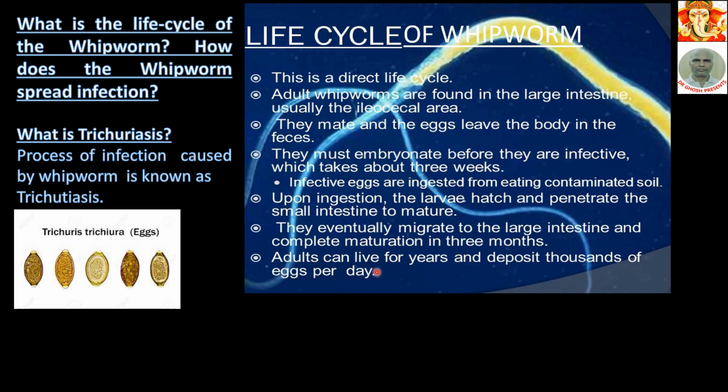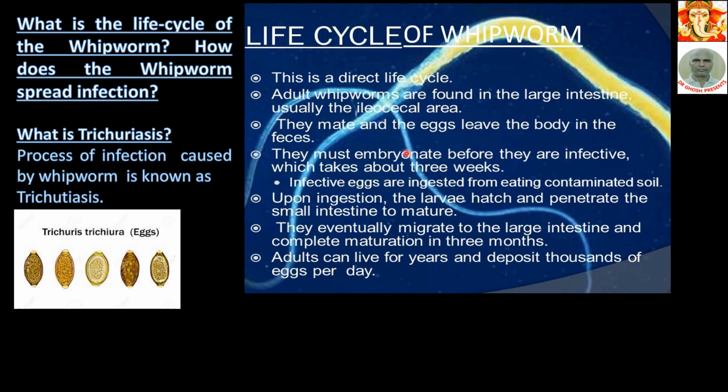From this stool, this step comes. Adult whipworms are found in the large intestine, usually in the ileocecal area. They must embryonate before they are infective, which takes about 3 weeks. Infective eggs are ingested. These infective eggs are actually left with stool, and the stool contaminates the soil. The hand touches the soil. From the hand, it goes into our system. This is the life cycle of the whipworm.